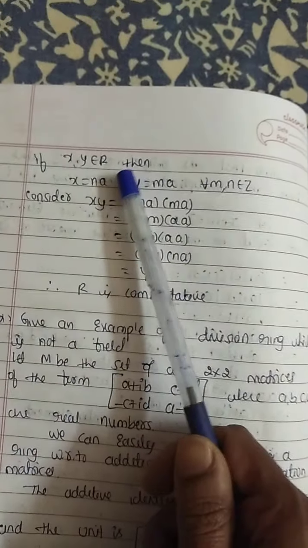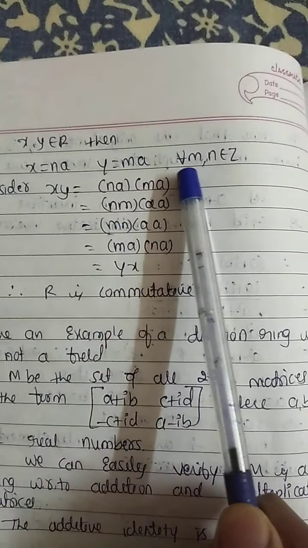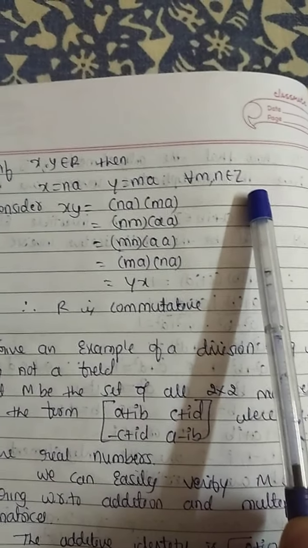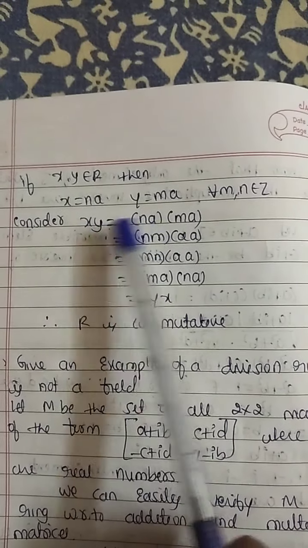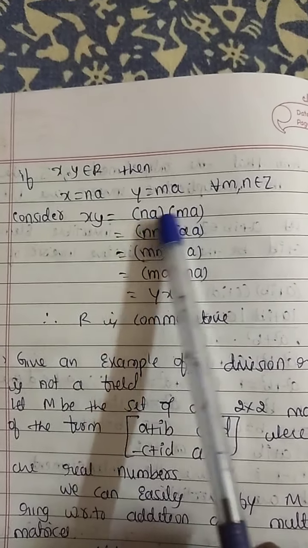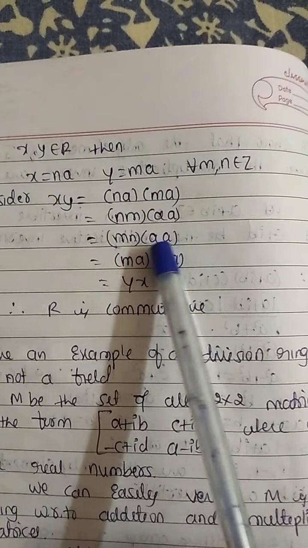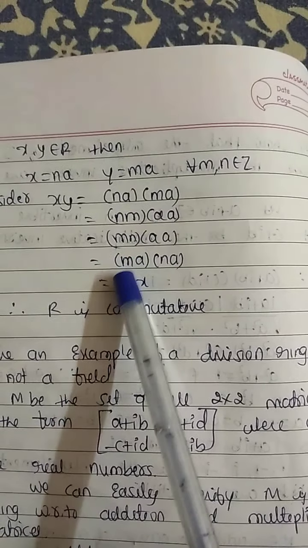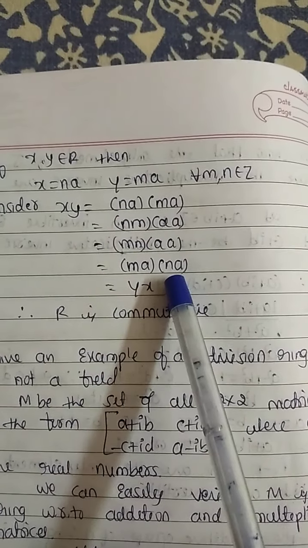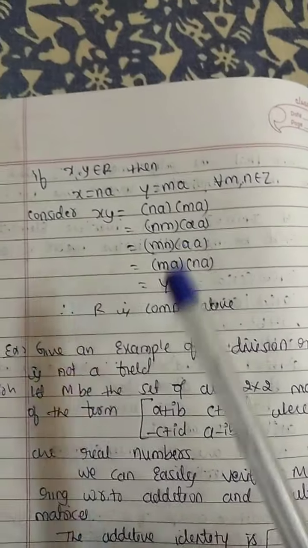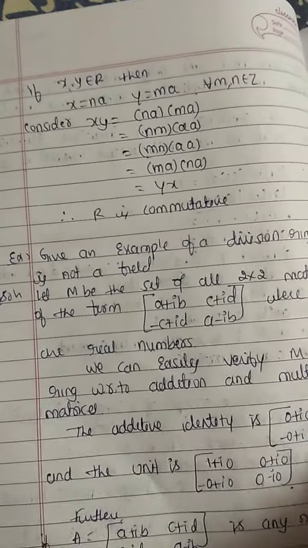If x, y belong to R, then x = n·a and y = m·a for some m and n belonging to the integers. Now consider x·y. x is n·a, y is m·a, so xy = nm (a·a), or nm can be written as mn (a·a), which is (m·a)(n·a). m·a is y, n·a is x, so this is yx. xy = yx. Therefore, R is commutative.